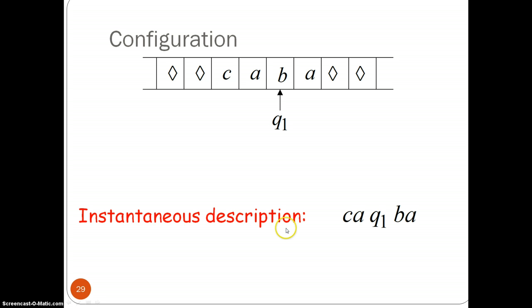Now we are at state Q1, the symbols before the read write head are CA, and the symbol under this state is B. So we write the symbol after the state. This is showing that Q1 is reading the symbol A, and this A is on the right of Q1, and C and A are to the left.